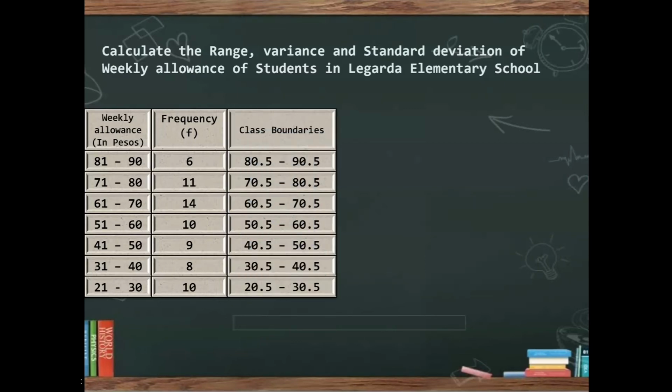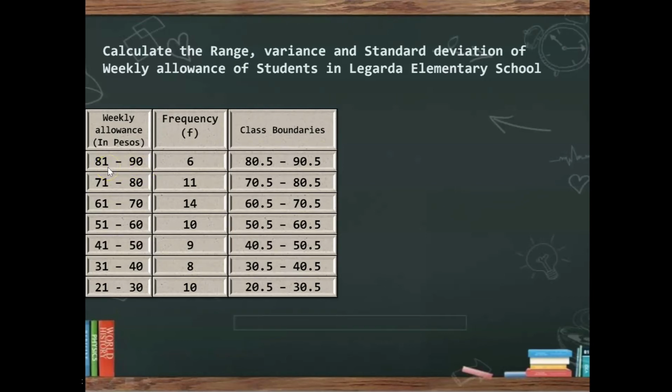How do I get these class boundaries? Dito sa left side, kailangan mo mag-minus ng 0.5. Dito sa right side, kailangan mo mag-add ng 0.5. So, 81 minus 0.5 is equal to 80.5. 90 plus 0.5 is equal to 90.5. 71 minus 0.5 is equal to 70.5. 80 plus 0.5 is equal to 80.5.